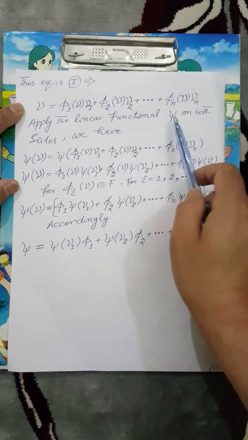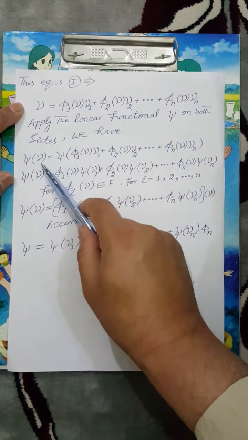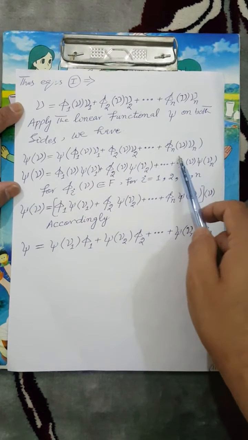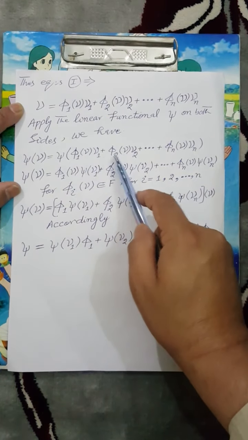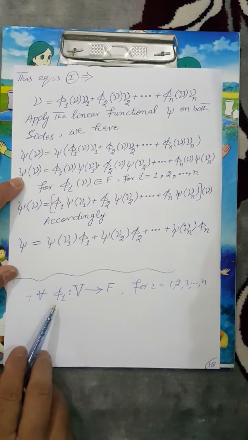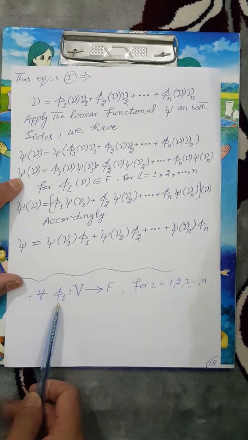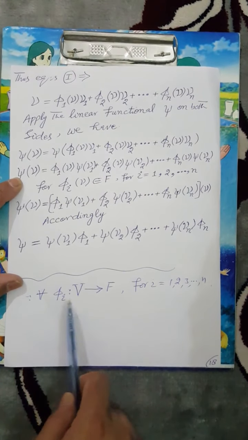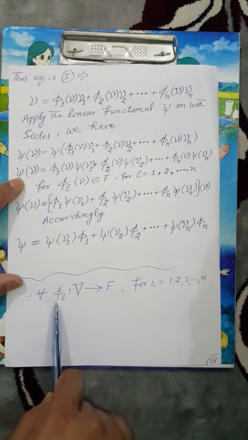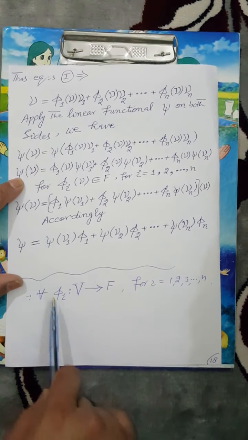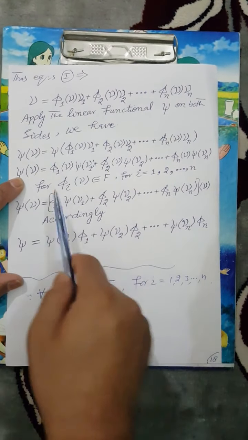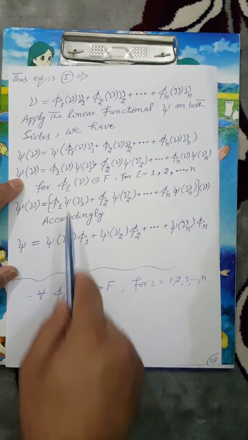Apply the linear function ψ on both sides of this equality. We have ψ(v) = ψ(π1(v) v1 + π2(v) v2 + up to so on πn(v) vn), where π1(v), π2(v), πn(v) are elements of the field. Since π1, π2, up to πn are linear functionals, the image of each element of V under the linear functionals π1, π2, up to πn is an element of the field. Therefore π1(v) is an element of the field, π2(v) is also an element of the field, and so on. That is, π1(v), π2(v), up to πn(v) are scalars.